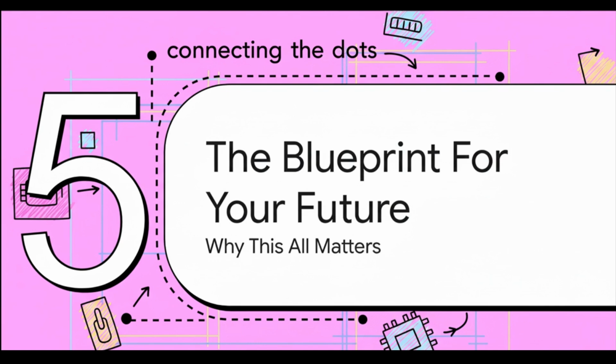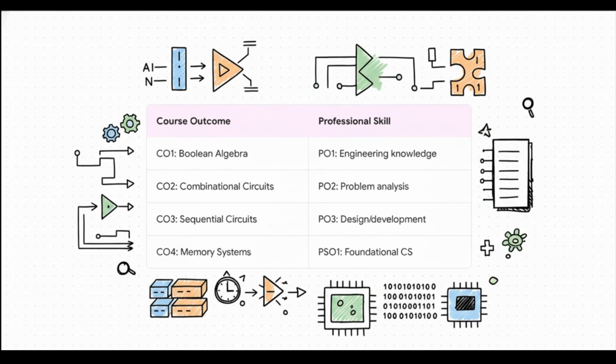Let's connect the dots. This slide here really shows why all of this matters. It directly connects the concepts we've talked about to the skills that every computer scientist and engineer needs. See, understanding Boolean algebra isn't just some academic exercise, it's the absolute core of engineering knowledge. Analyzing circuits is problem-solving in its purest form, and designing memory systems, that is the very essence of creating new technology. This is the bedrock on which all of computer science is built.